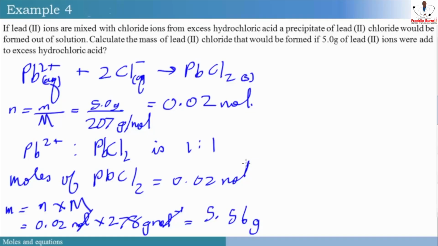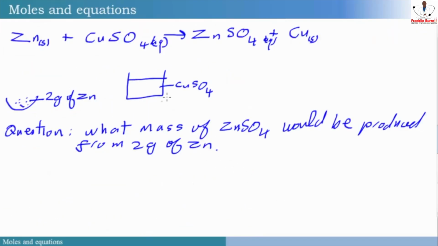Let's look at some general equations and have a quick discussion on how we would approach that type of question. Look at this question here. Suppose we are combining 2 grams of zinc with copper sulfate. The reaction will be zinc solid plus copper 2 sulfate produces zinc sulfate plus copper. We know that we're given 2 grams of zinc and we want to find the mass of zinc sulfate that will be produced when the reaction is complete.